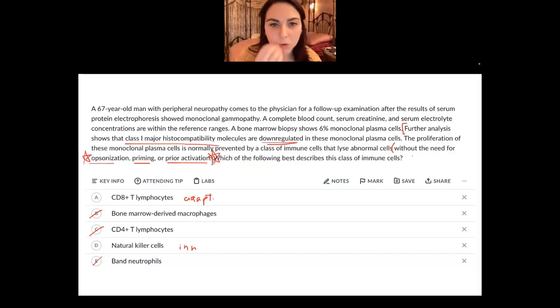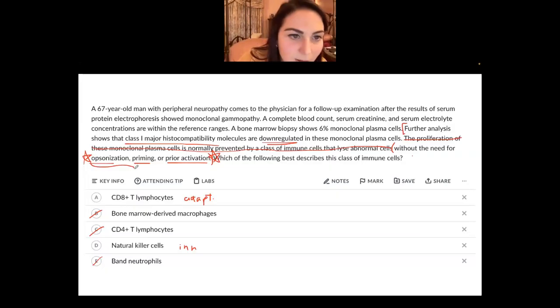You could have answered this question by saying further analysis shows class 1 MHC molecules are downregulated. They could have even just taken this out. They just say the cell that deals with this does not need to get opsonized, primed, or prior activation. These 3 words, this is telling you this is an innate immune cell. They're looking for an innate immune cell.